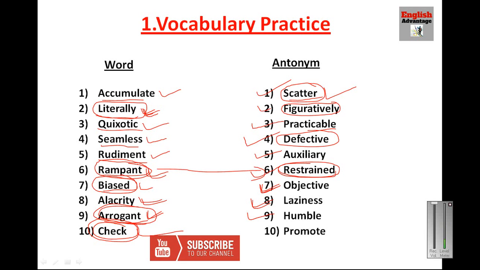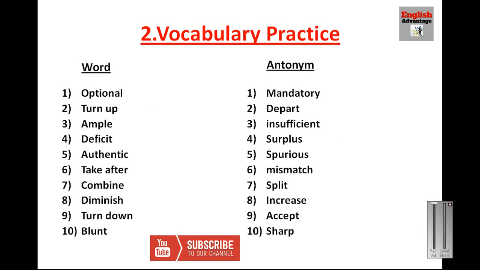Now let us look at the next word, optional. This is also a very important word, optional. The equivalent antonym of this word will be mandatory, because mandatory means compulsory or essential. You have to accept it. At the same time, optional means you can opt. Optional means you can take it, or you can leave it. But mandatory means you have to accept it. Mandatory means compulsory or essential. It has two more synonyms: indispensable and inevitable.